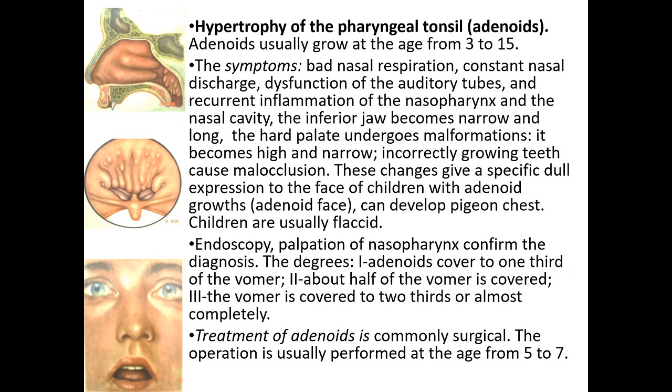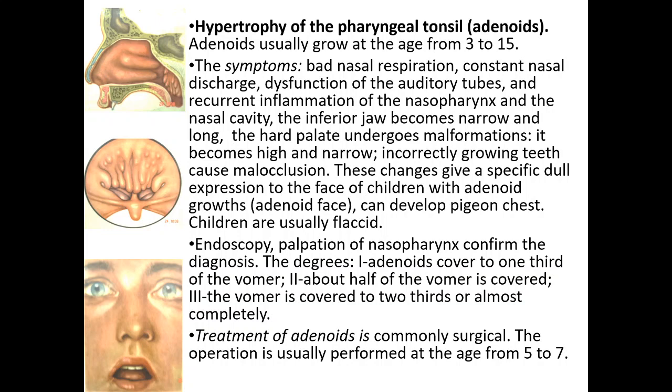Hypertrophy of pharyngeal tonsils, adenoids. Adenoids usually grow at the age from 3 to 15. The symptoms: bad nasal respiration, constant nasal discharge, dysfunction of the auditory tubes, and the recurrent inflammation of the nasopharynx and the nasal cavity. The inferior jaw becomes narrow and long.